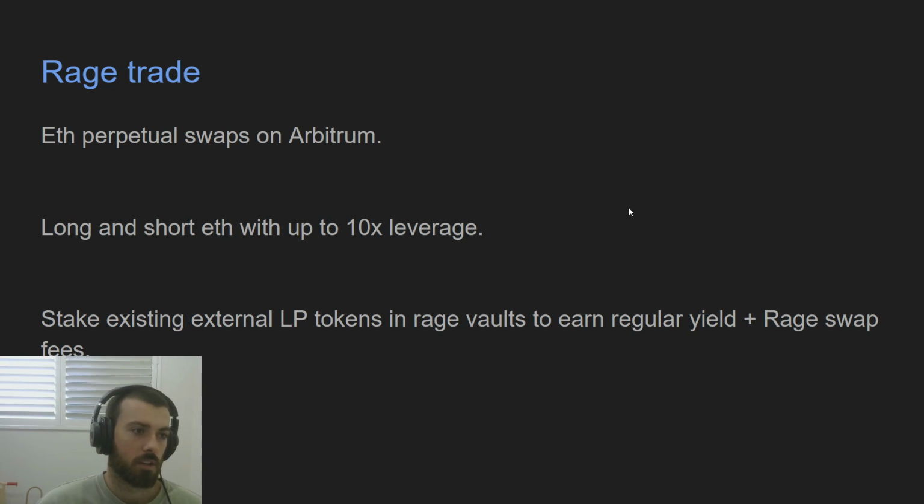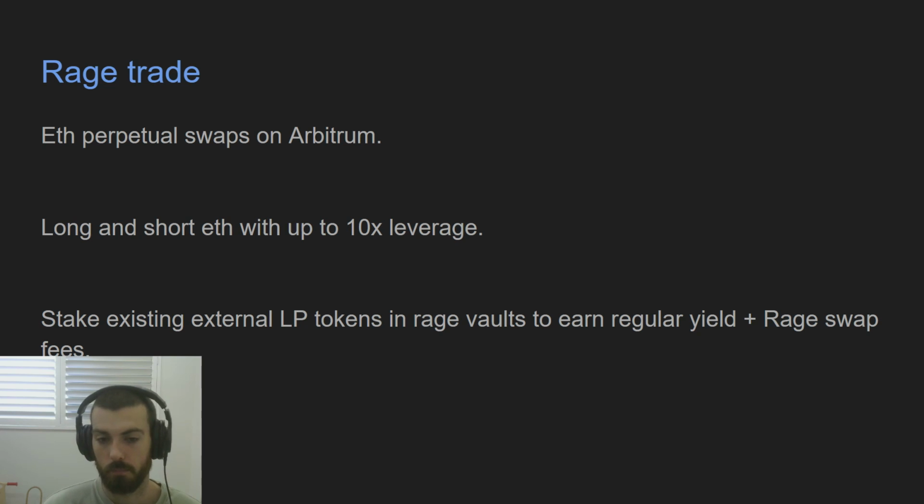So it is an ETH perpetual, so you can only do longs and shorts on ETH. Arbitrum, up to 10x leverage. It's not a perpetual as in an option, like something on GMX, but this is actually just a swap, like a Uni V2 or V3 swap with some magic behind it. So you can stake existing LP tokens in Rage vaults to earn regular yield plus the Rage swap fees.